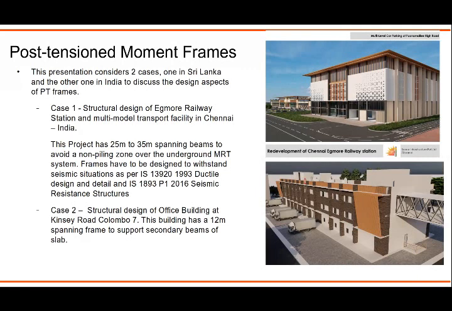Then I will also briefly explain a small project we did in Colombo. That project also had post tension frames, but in that frame we reduced the effect of post tensioning into the frame by some construction steps while constructing. I will explain how to mitigate the effects of post tensioning into the frame for case two.